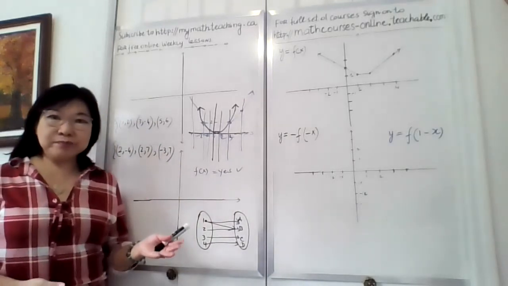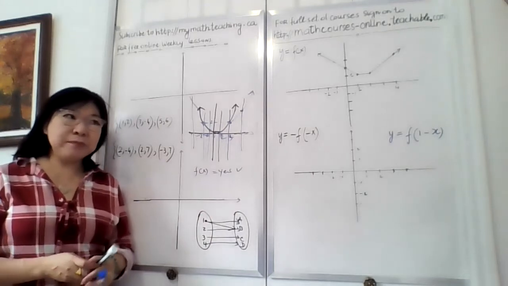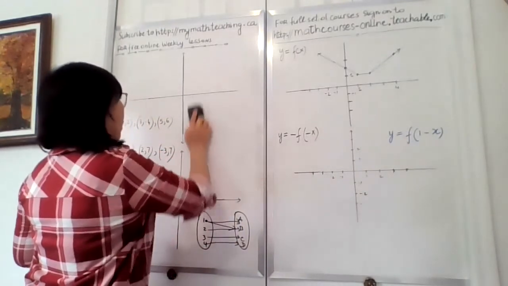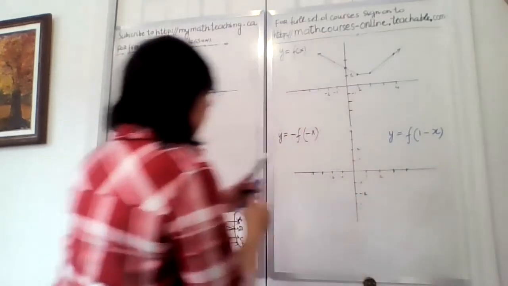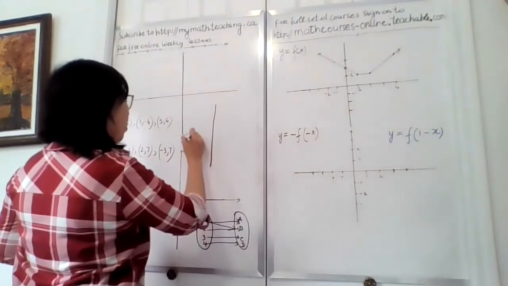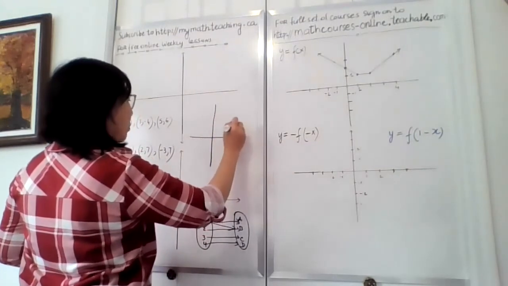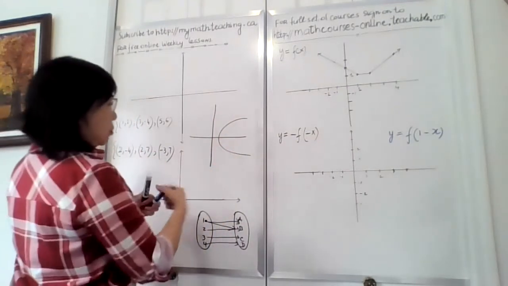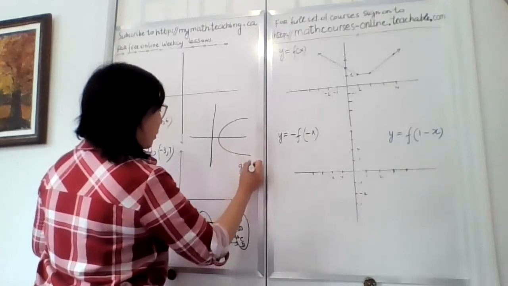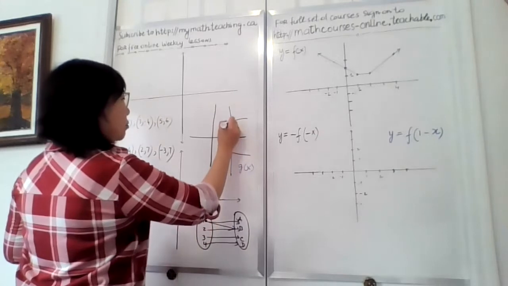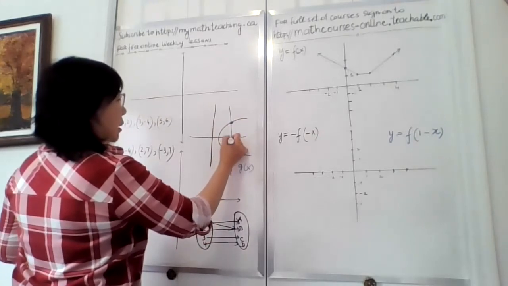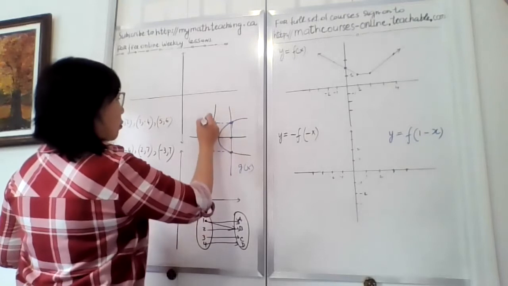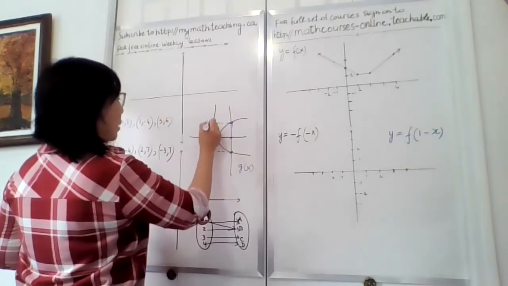Now, in which case do they have the same x? Let's look at a graph where they have the same x. If I change the parabola so it goes this way, this is also a graph, let's call this a g of x function. If I draw a vertical line test, what happens? The line intersects the graph at points with different y, one up and one down. This is y1, this is y2.